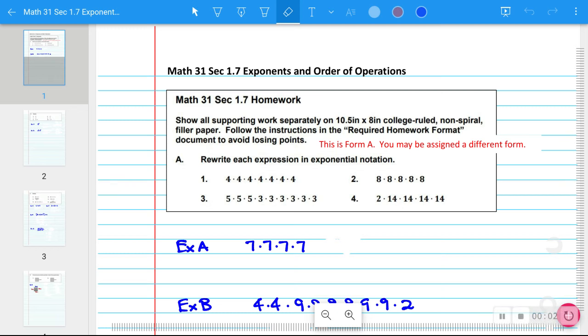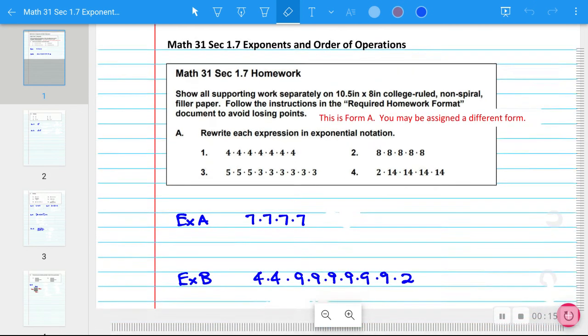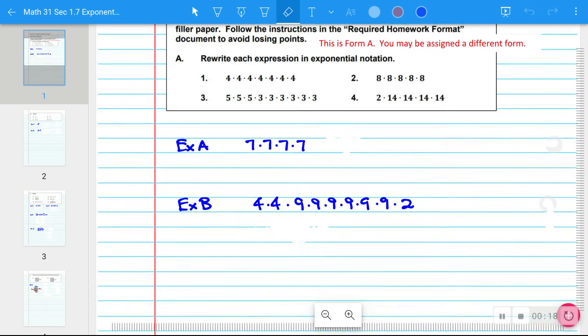Okay, welcome to Math 31, Section 1.7. Exponents and order of operations are what's on tap today. So we're going to start out with the idea of an exponent here. An exponent is a shorthand way of writing a repeated multiplication.